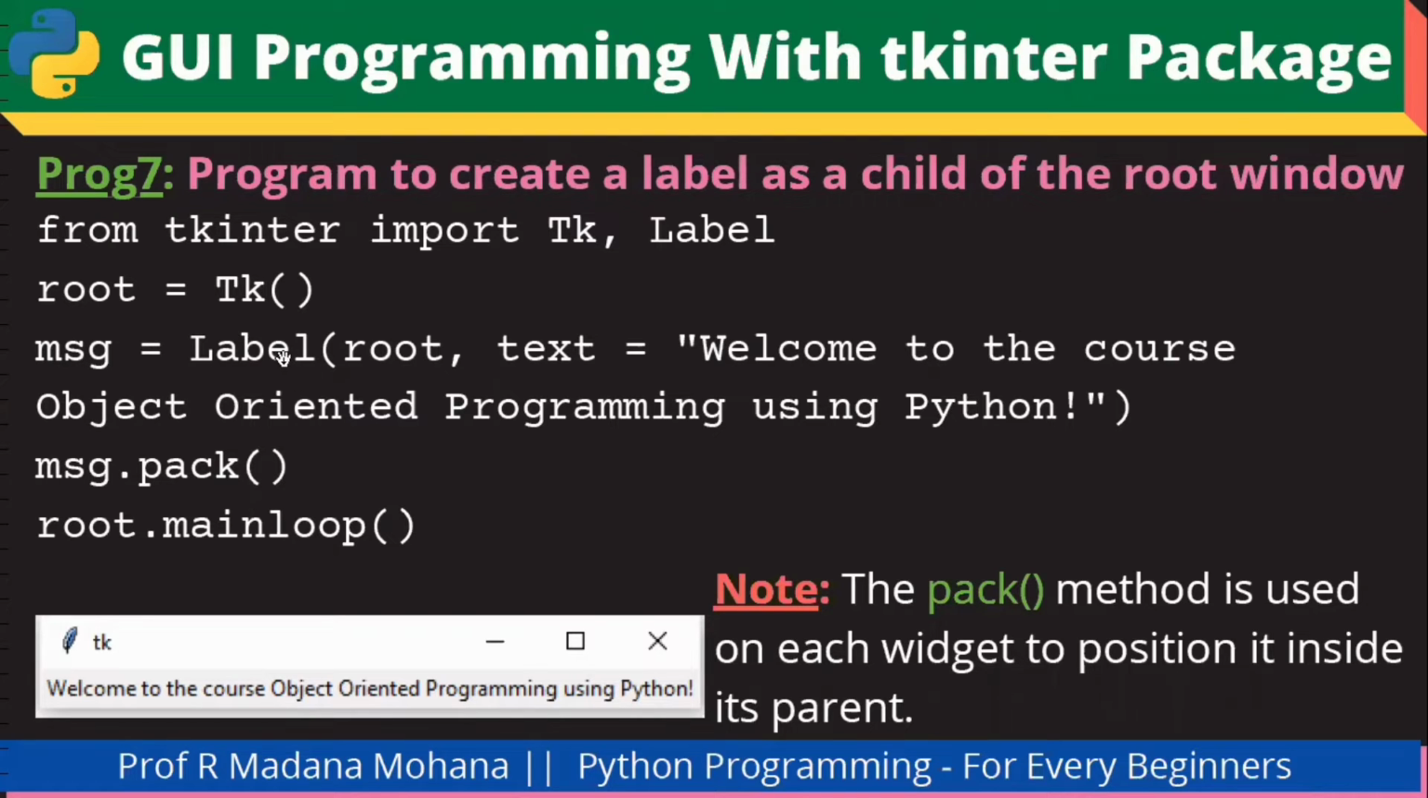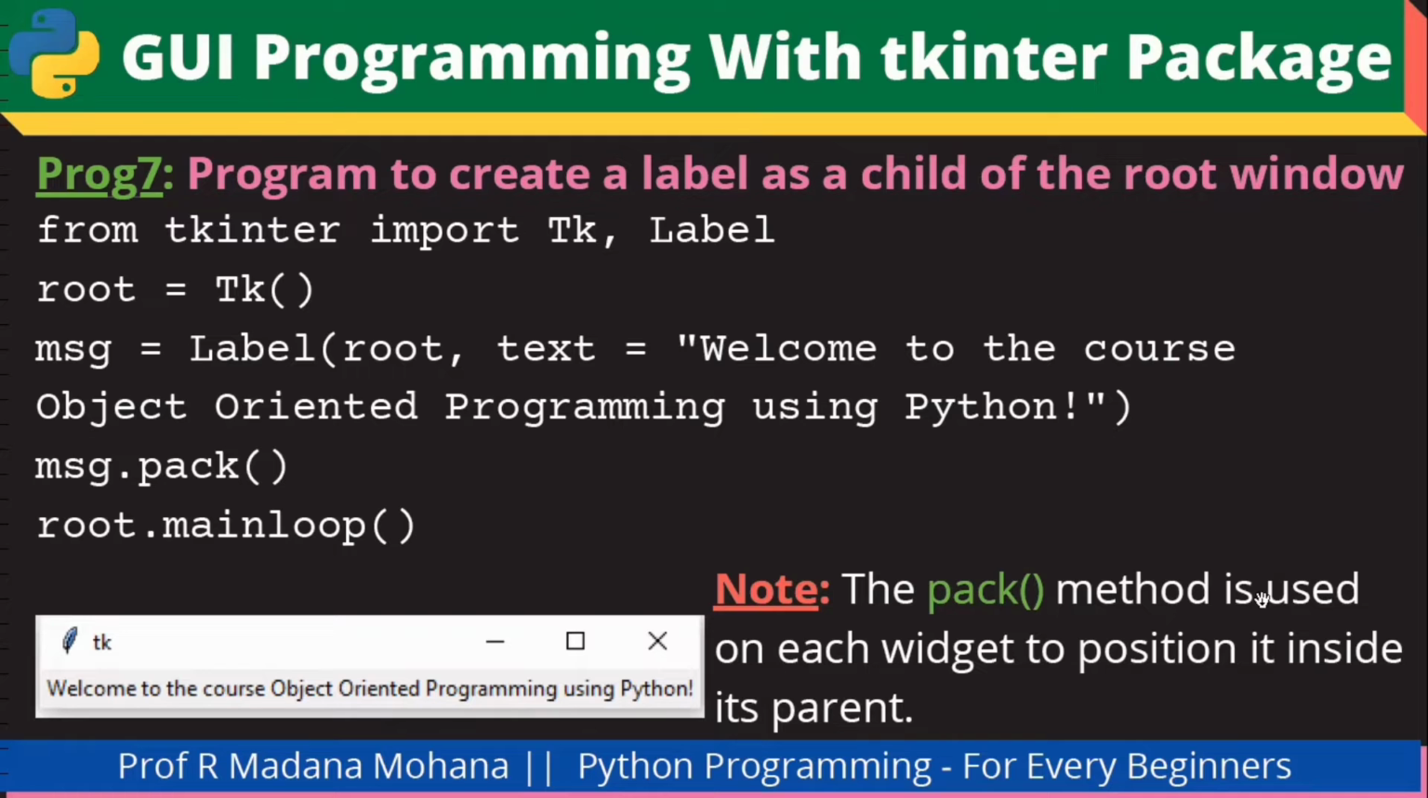Now by using the Label method, the value can be stored into a variable, let us assume msg equal to Label of root comma text equal to, and here we put our customized text as a string: Welcome to the course object oriented programming using Python, or welcome to the course Python programming for every beginner, whatever title you want. Then you have to pack that message using the pack method, msg.pack(), then root.mainloop() remains the same.